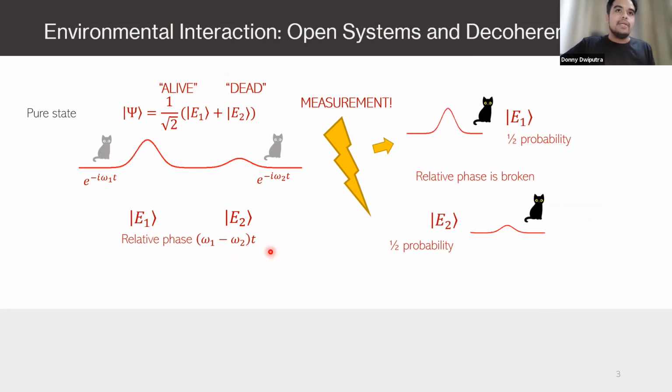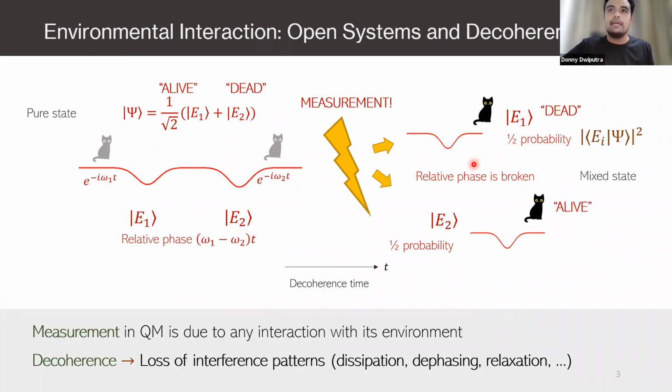Yeah. So as we know, the decoherence or measurements due to the environmental interactions makes the relative phase broken. So basically, measurement does not require a conscious observer, like a human, but it's actually just any interaction with its environments. In the experiment, you can see that decoherence is signed by the loss of interference patterns. This comes in many terms such as dissipations, dephasings, or relaxation. These are different but related in some sense. In this topic, I want to stress dephasing and dissipation.